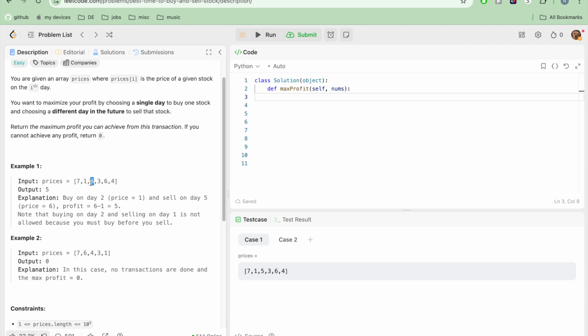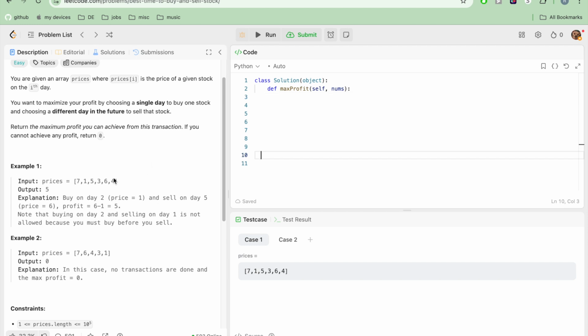So the question is asking us to find out the best buying day and the selling day. And once we find out that price range, we have to find out the best profit out of it. Before we try the efficient way to solve it, I would like to solve this first by using the brute force.